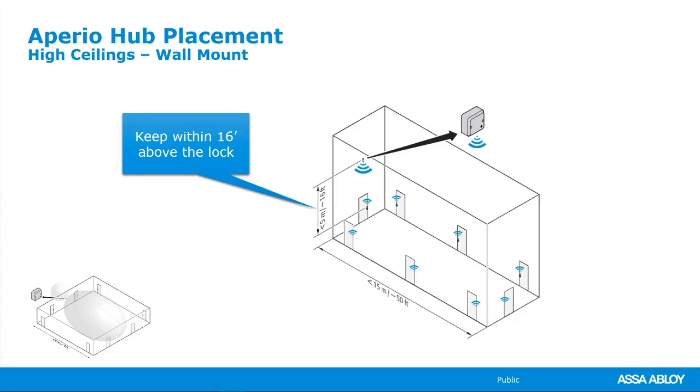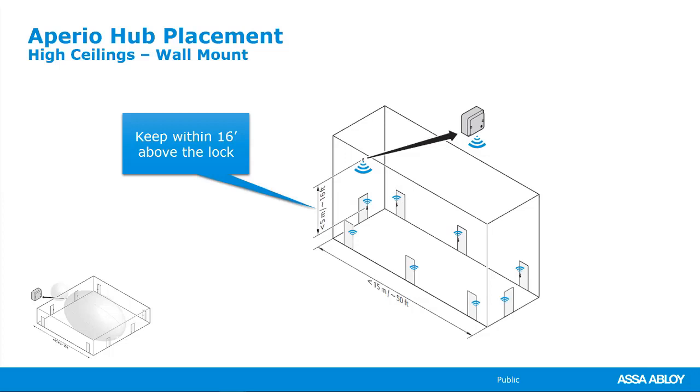When it comes to ceiling height, we typically try to keep the hub 16 feet above the lock if it's going on a wall installation. This gives the bottom of the RF signal plenty of space to be able to cover that installation.